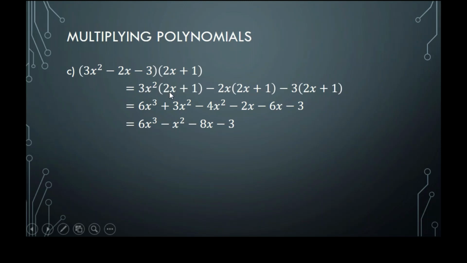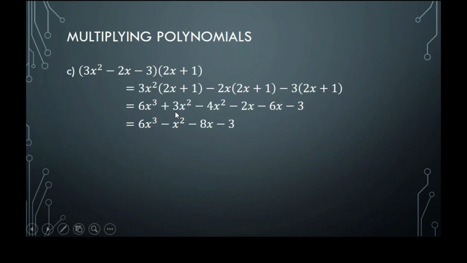After that, we open the bracket for 2x plus 1. So we have 3 times 2, 6, x cubed, plus 3x squared multiply 1, which is 3x squared. And after that, negative 2x multiply 2x, so we have negative 4x squared, and negative 2x multiply 1, which is negative 2x. And finally, negative 3 times 2, negative 6x, and negative 3 multiply 1, negative 3.